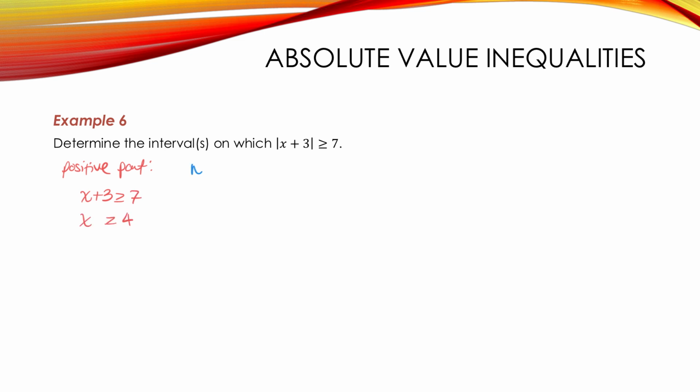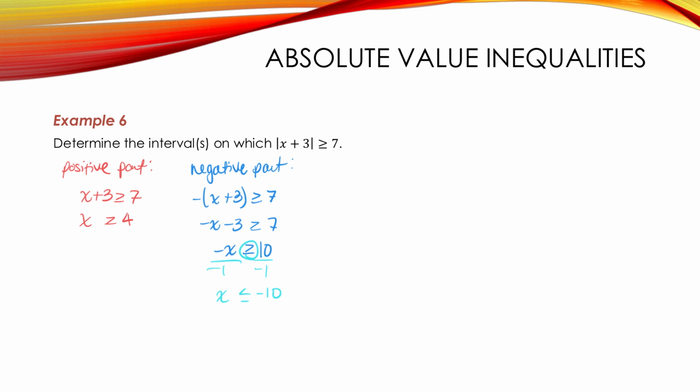And if we did the negative part, we would have a negative times the quantity x plus 3 is now greater than or equal to 7, which means negative x minus 3 is greater than or equal to 7. So negative x is greater than or equal to, add 3 to both sides, 10, which means we're going to have to divide by negative 1 on both sides and switch the sign. X is now less than or equal to negative 10.